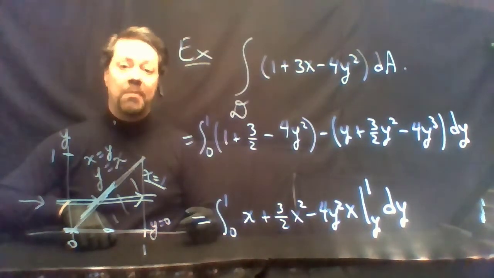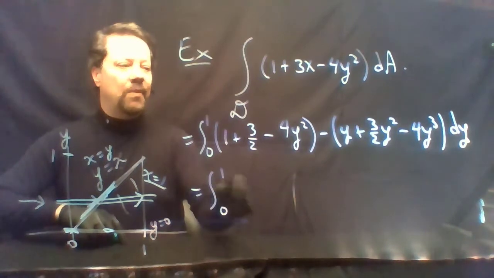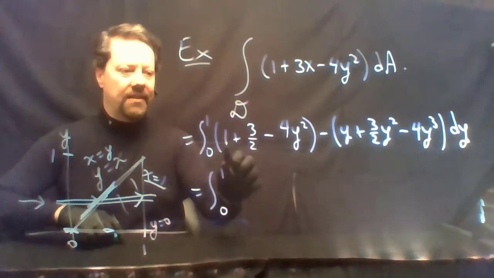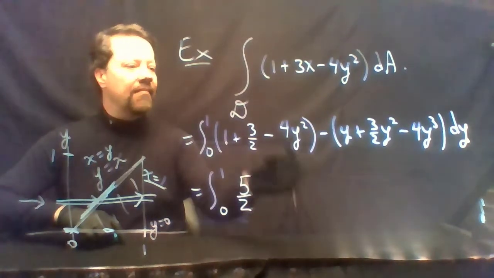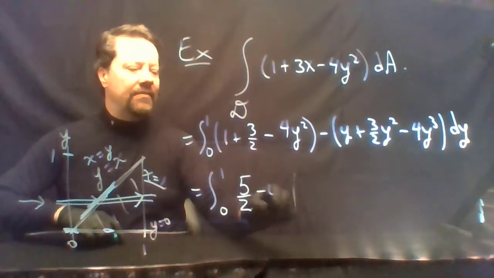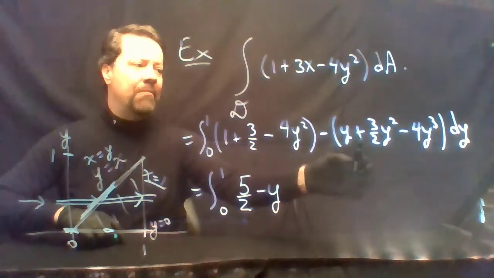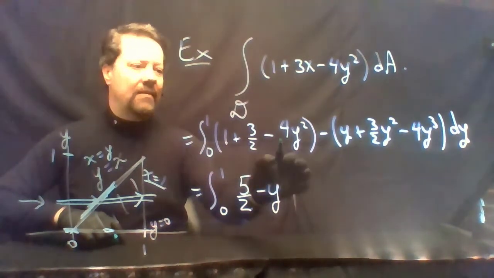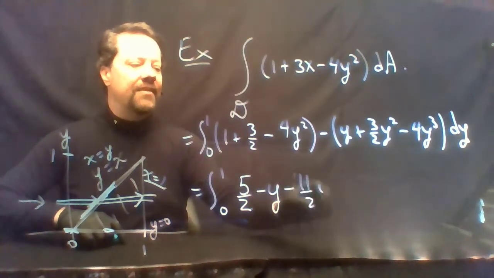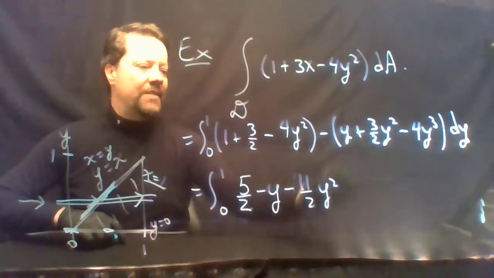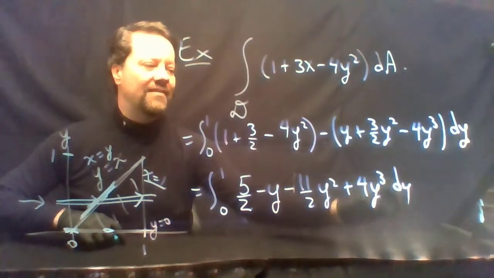Let's simplify before we evaluate. We have the integral from 0 to 1. The only constant is 1 plus 3/2. That's going to be 5/2. We have a minus y. We have a minus 4y squared and a minus 3/2 y squared. This is 8/2, another 3/2. That's minus 11/2 y squared. Minus minus makes plus 4y cubed.